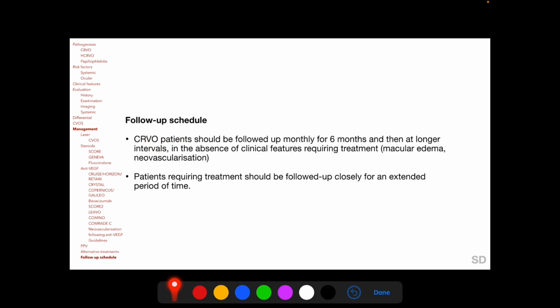CRVO patients should be followed up monthly for the initial 6 months and then at longer intervals in the absence of clinical features requiring treatment such as macular edema and neovascularization. But patients requiring treatment for these complications of CRVO should be followed up closely for an extended period of time.